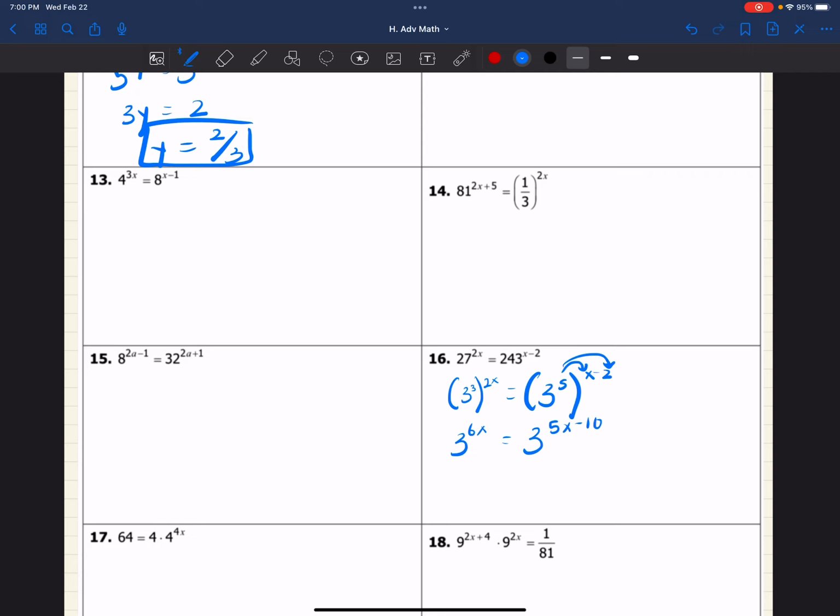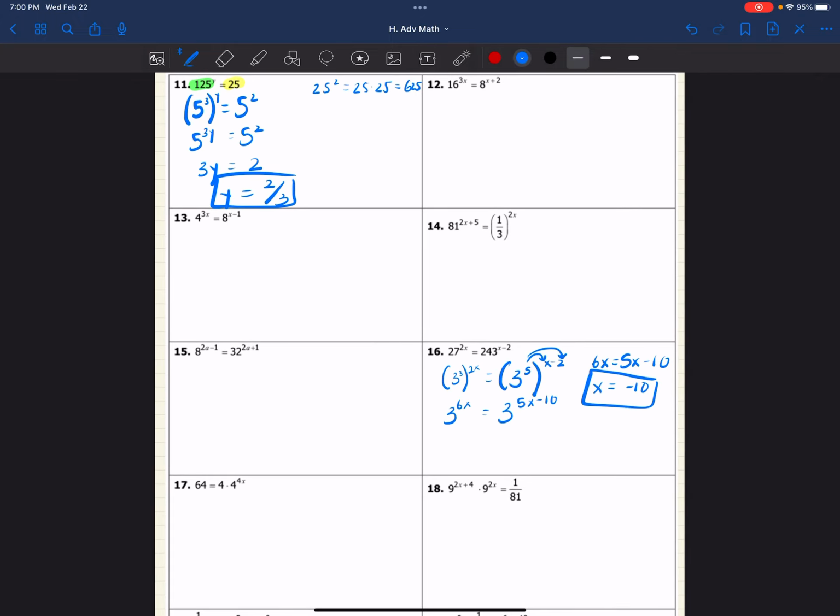Now you go ahead and have your two bases that are the same, set equal to each other. So you can drop the bases and set the exponents equal to each other and solve. Go ahead and get your x's to one side of the equation. You'll end up getting x is equal to negative 10.